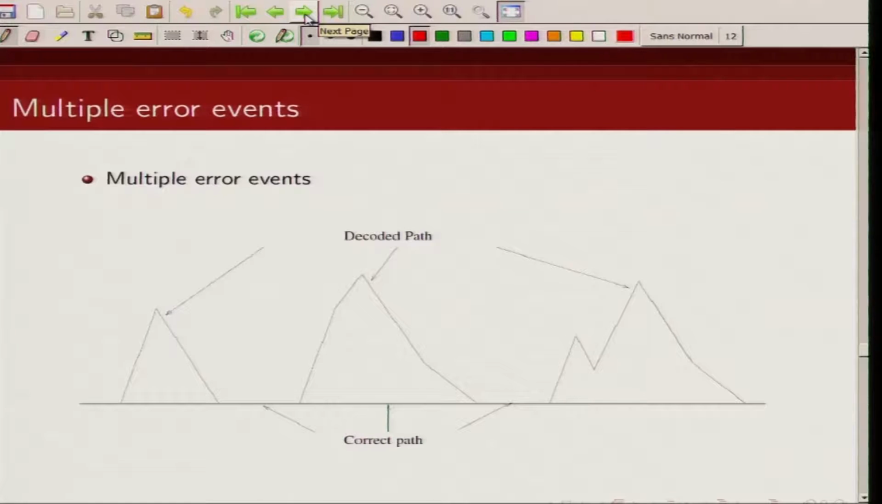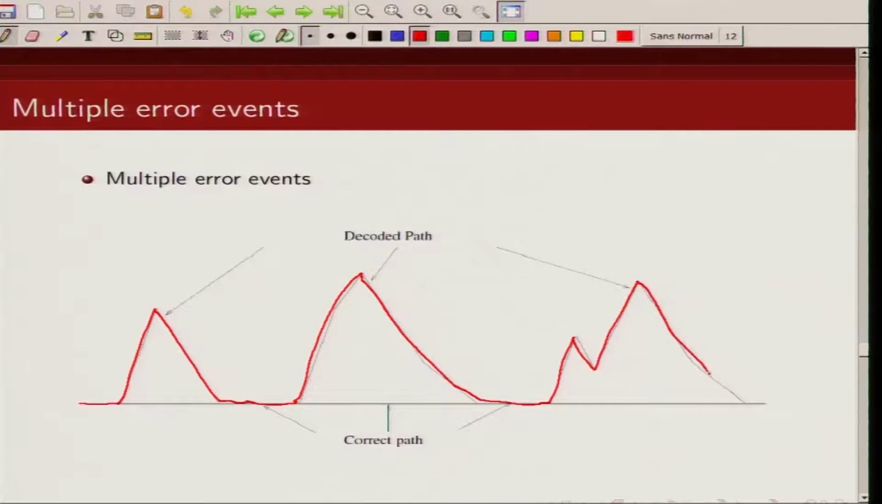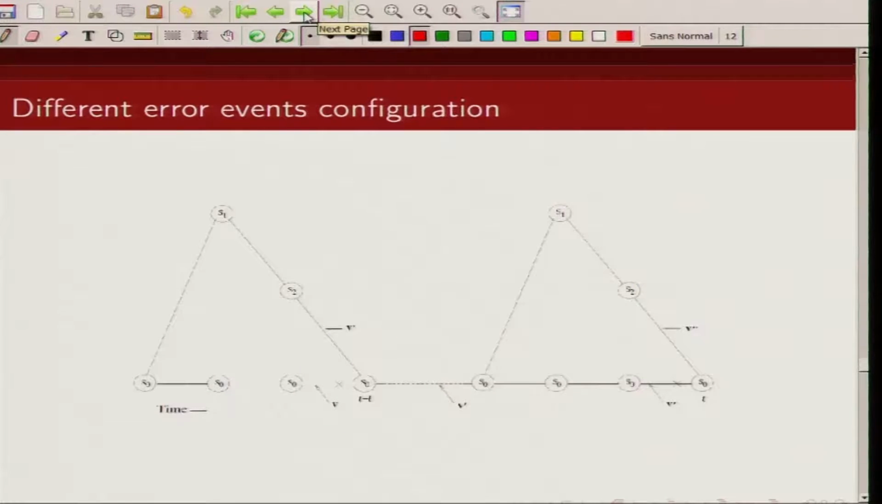So, error events can happen in multiple ways. So, let us say there might be a situation when you have diverged from all 0 state and then merged back into all 0 state, and then after some time you again diverge from all 0 state, stay away from all 0 state, and then you merge back, and again then you stay away from all 0 state, diverge, and then again merge back. So, you can have multiple error events happening. Now, let us look at what are the various types of error configuration you can have.